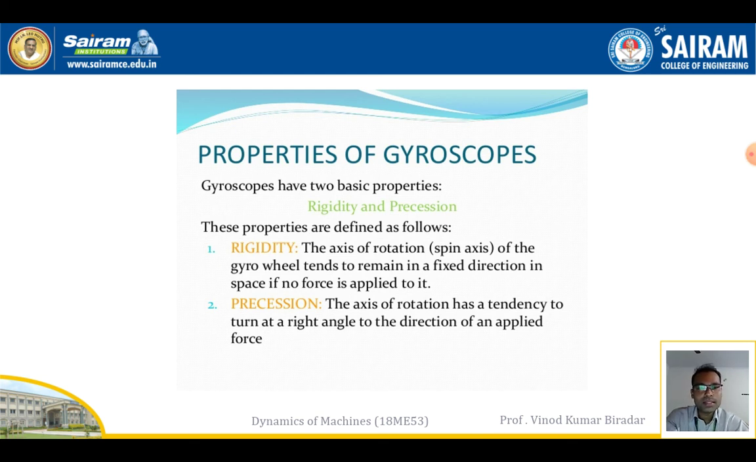See here, the spin axis, that is the rotation axis of the gyro wheel, tends to remain in a fixed direction in space if no force is applied to the gyroscope. So this is called rigidity.